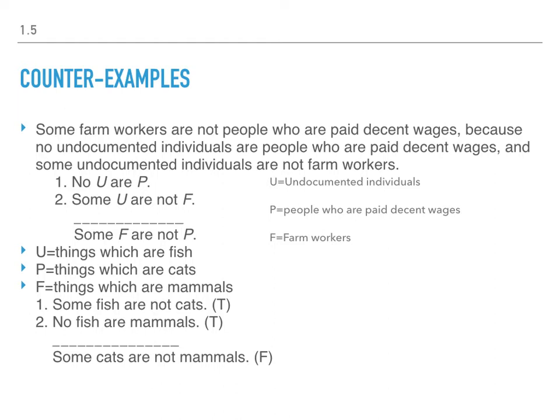That's true. And it's also true that no fish are mammals. So those two sentences are true, showing that the premises can be true while the conclusion is false. So this is a counterexample.